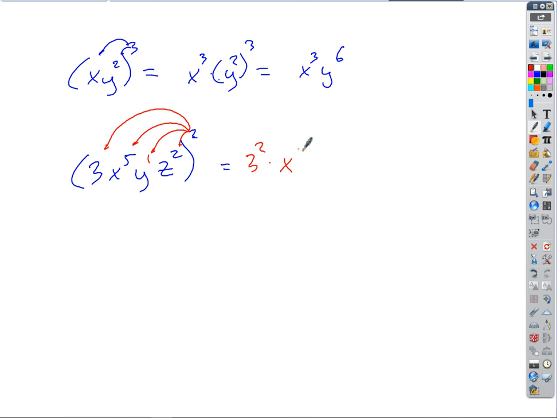So that's the same thing as x to the 5th squared times y to the 1 squared times z squared squared. Well, what's 3 squared? 9. X to the 5th squared would be x to the 10th. Y to the 1st squared would be y squared. Z squared squared would be z to the 4th. Okay? Good? Okay? Next.